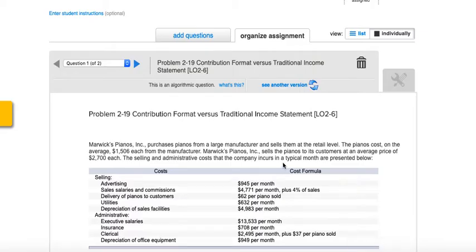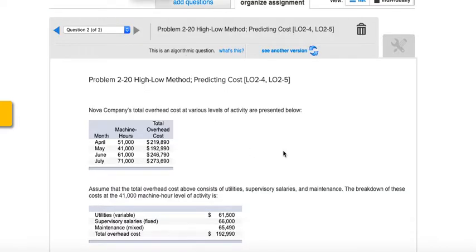Now the other one that I want to look at with you, okay, I had to pause. This is the high-low method, and it's predicting cost. And so sometimes we don't know if something's fixed or variable. Sometimes it's both. And we don't really know 100% for sure what the numbers are, so we do an estimate, and we predict the cost based on the estimate. And we use one method called the high-low method.